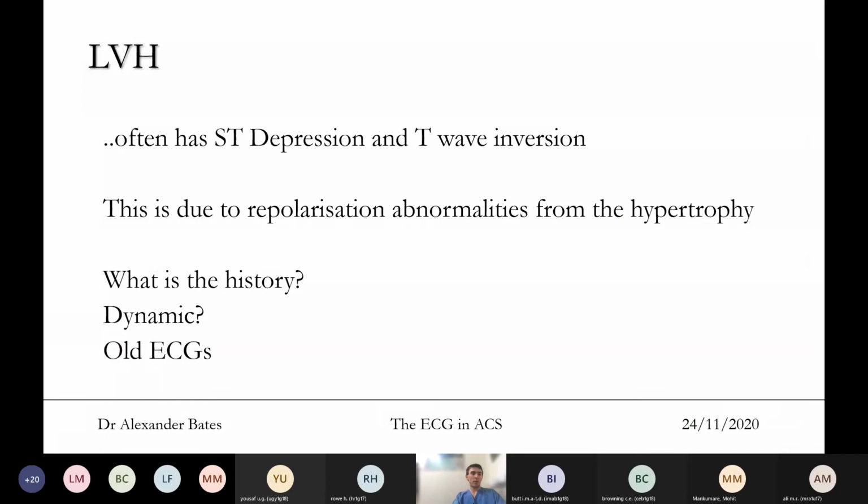So once again, to separate out LVH from, is this patient having an NSTEMI? What does the patient look like? What's the history? Are the ECG changes dynamic? And often, have they got an echo? Often the echo will tell you if the patient has got a large amount of LVH.